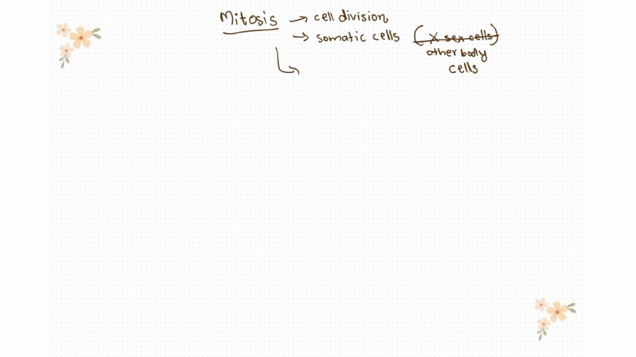So let's see why mitosis is important in the first place. Why do we need mitosis? What's its role in our body? Mitosis is actually what is responsible for the growth in children or even adults. And when you injure yourself, say you accidentally cut yourself, it is mitosis that is going to heal that wound by producing new cells.